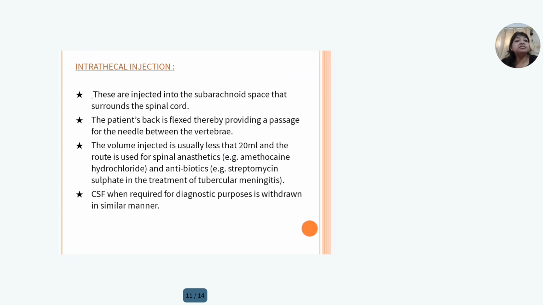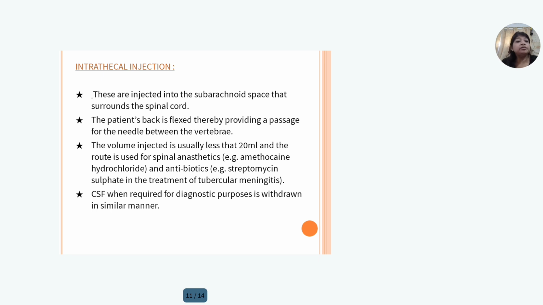Then comes the intrathecal. So intrathecal means we administer it into the subarachnoid space that surrounds the spinal cord. For patients, in the back portion, that is in the spinal cord region, the volume we can administer is 20 ml. Sometimes spinal anesthetics are given. During the C-section, during the birth of a child, the pregnant mother is given a spinal anesthetic before her delivery of the baby.